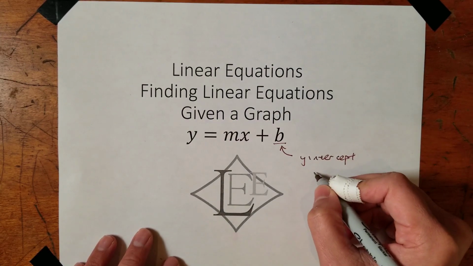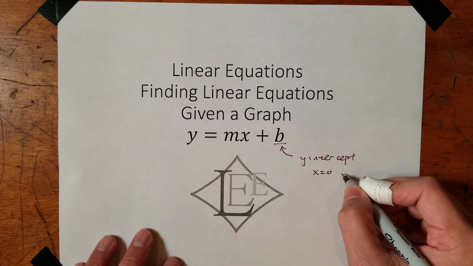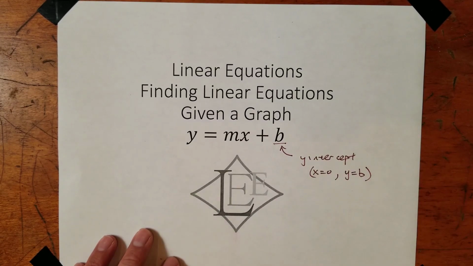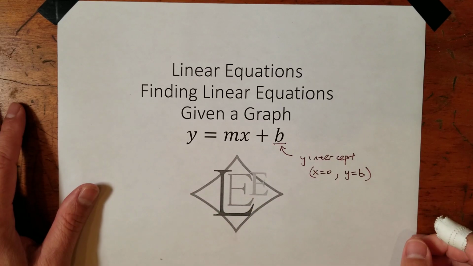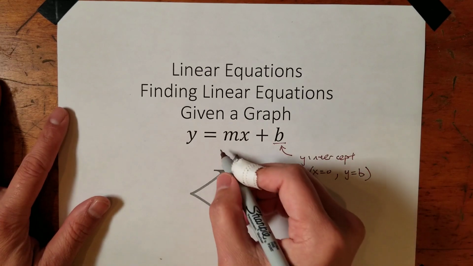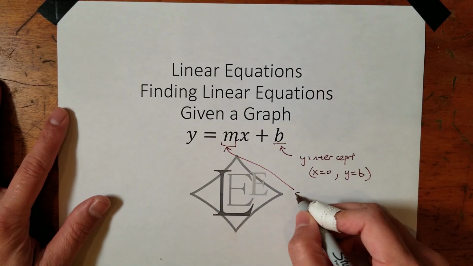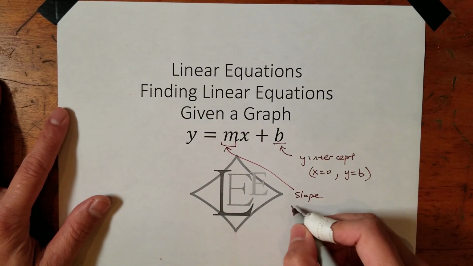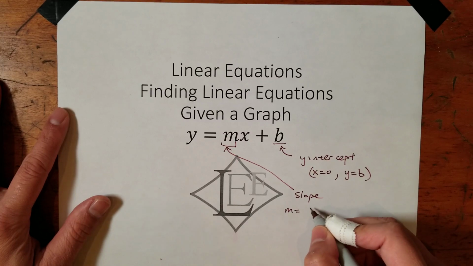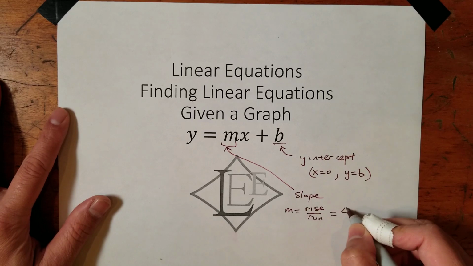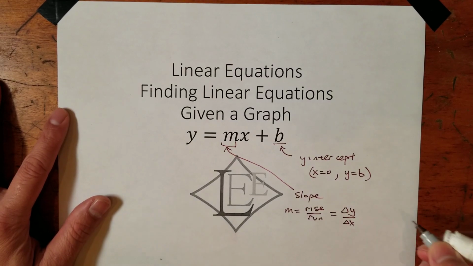Remember, this is when x equals 0, then y is equal to b. So that's the first thing that we're going to identify. Then we're going to determine the slope. And remember, the slope is just the rise over run, or a delta y over delta x.